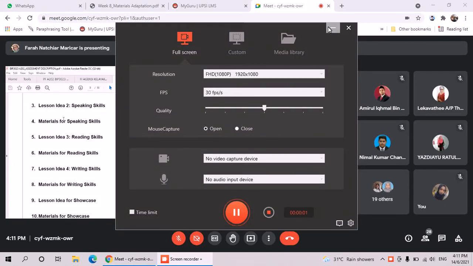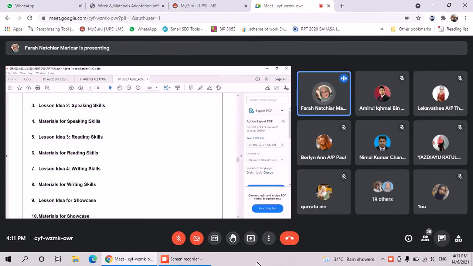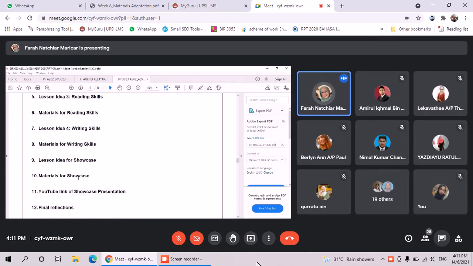Showcase material. So after the sulam, you do some editing, you correct a few things, and that will be your showcase material. Your showcase material is a material for speaking skills.